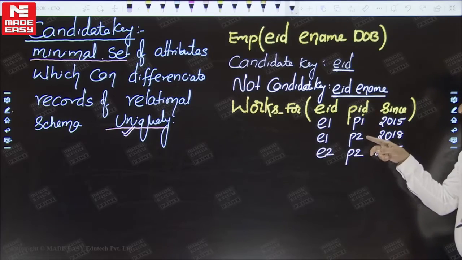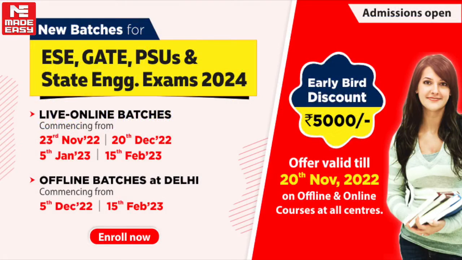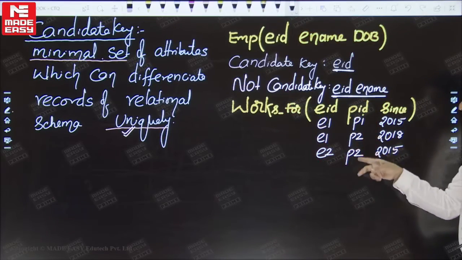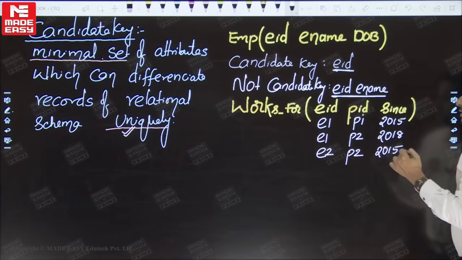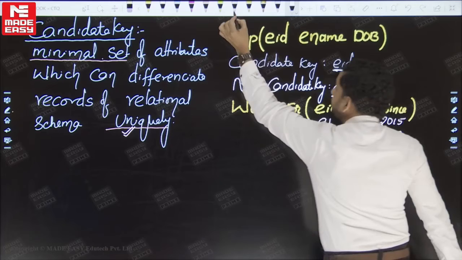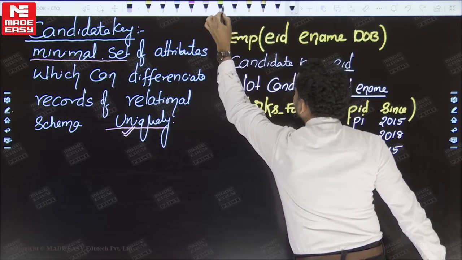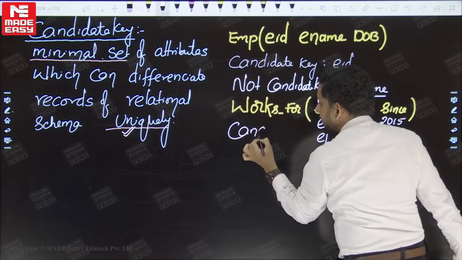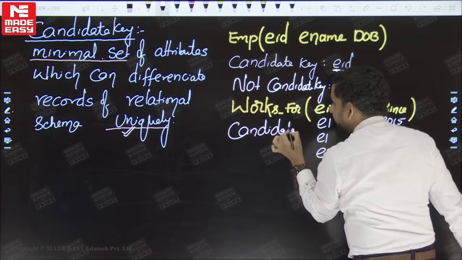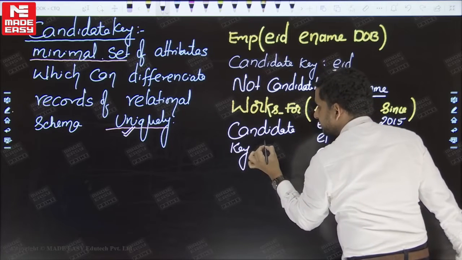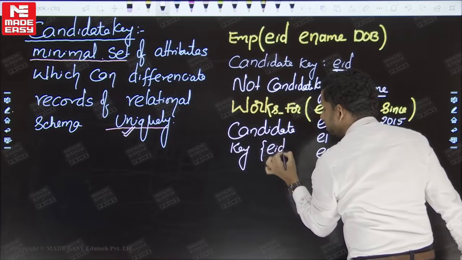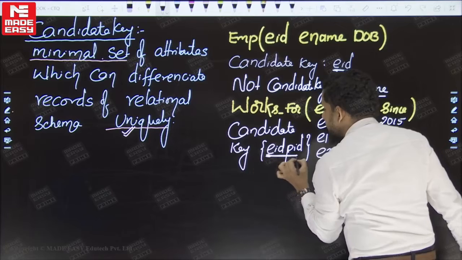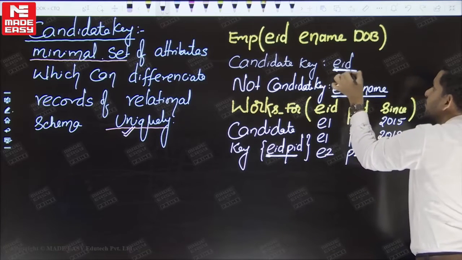We can't take PID as a candidate key, and project ID also fails as a candidate key, because project ID values are not unique for all the records. So here the possibility of candidate key is the combination of EID and PID. Two attributes combinedly form the key. Here, one single attribute forms a candidate key.